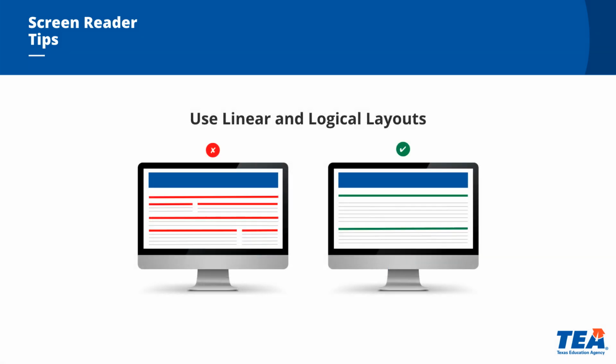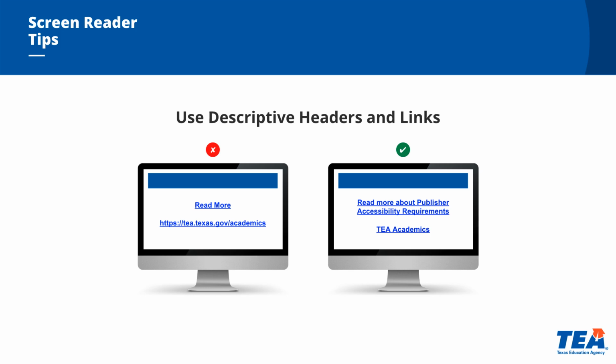When designing a layout, use one that is linear and logical. Don't spread content all over a page. And finally, use descriptive links and headings. Avoid link text that is less informative. For example, instead of using the words "read more" for a link, use "read more about publisher accessibility requirements." This additional detail allows the screen reader to clearly communicate the purpose of the link to the user.